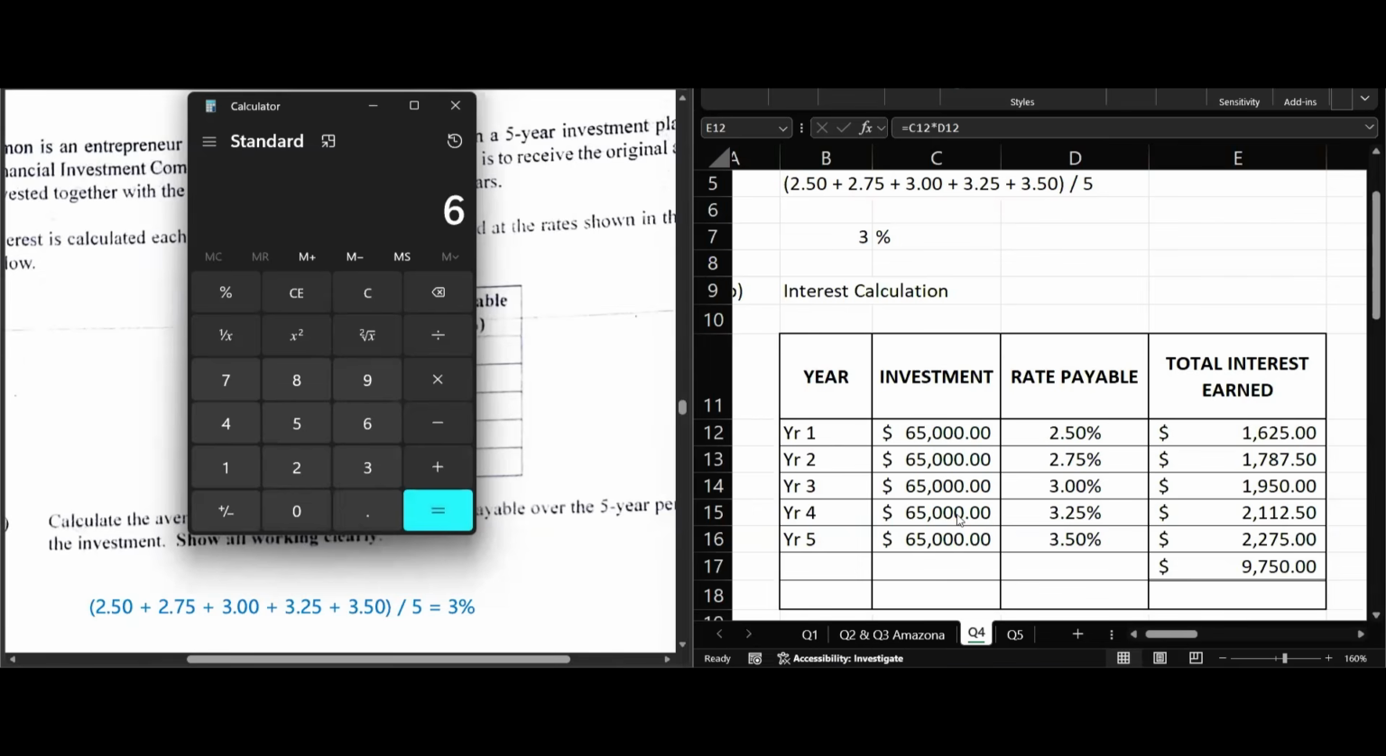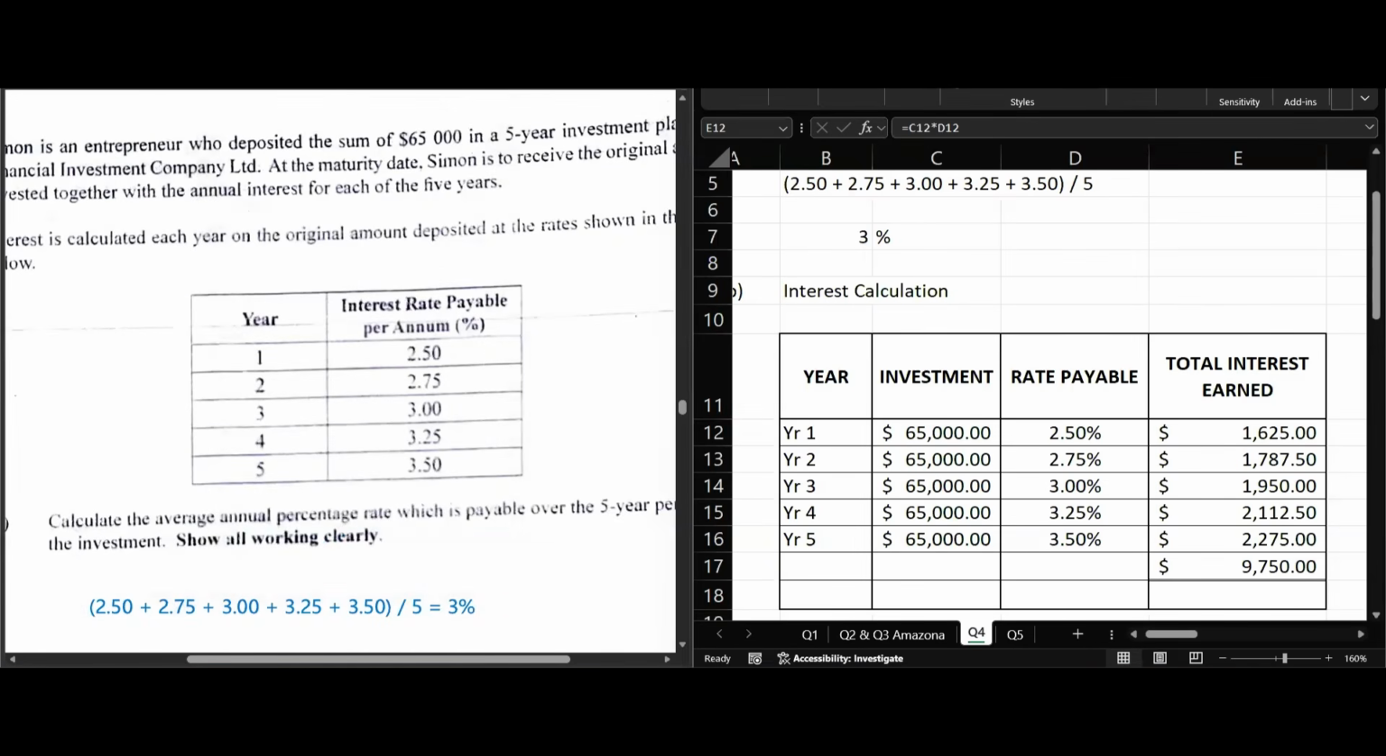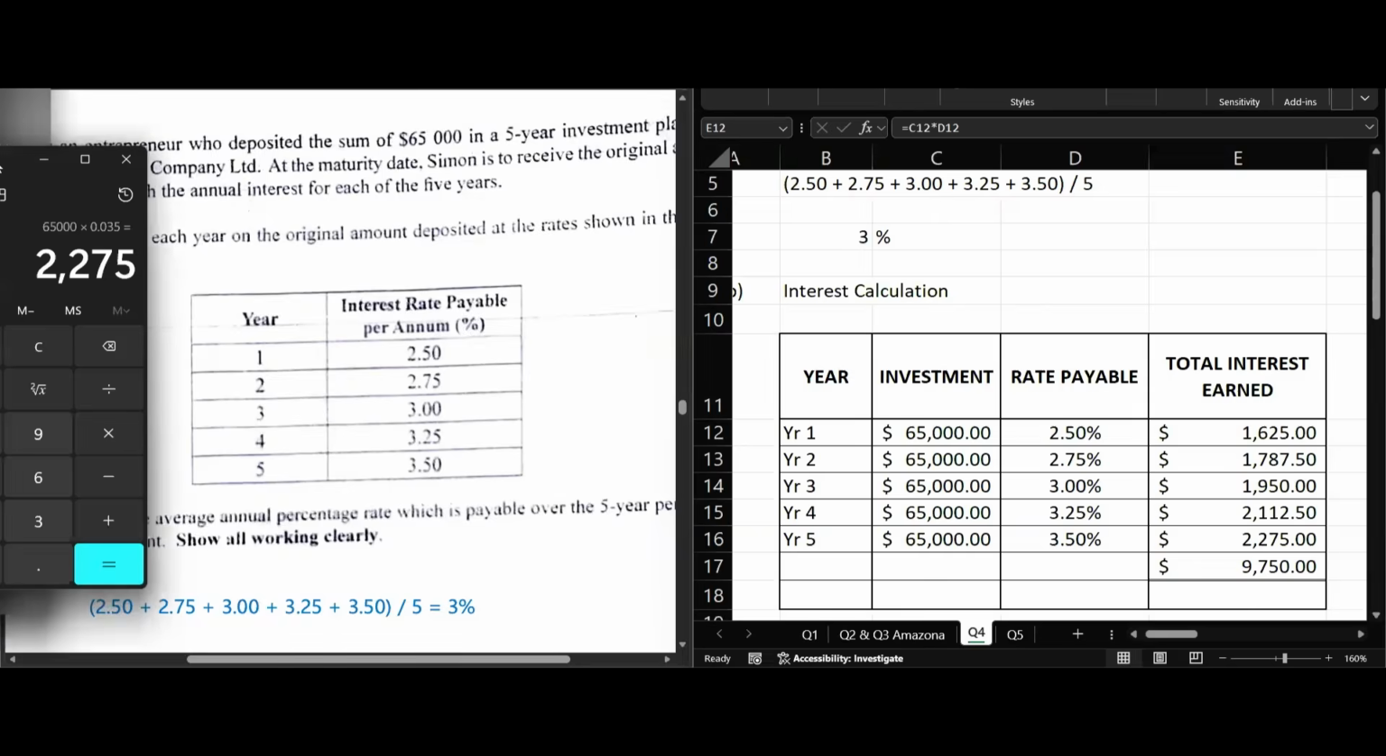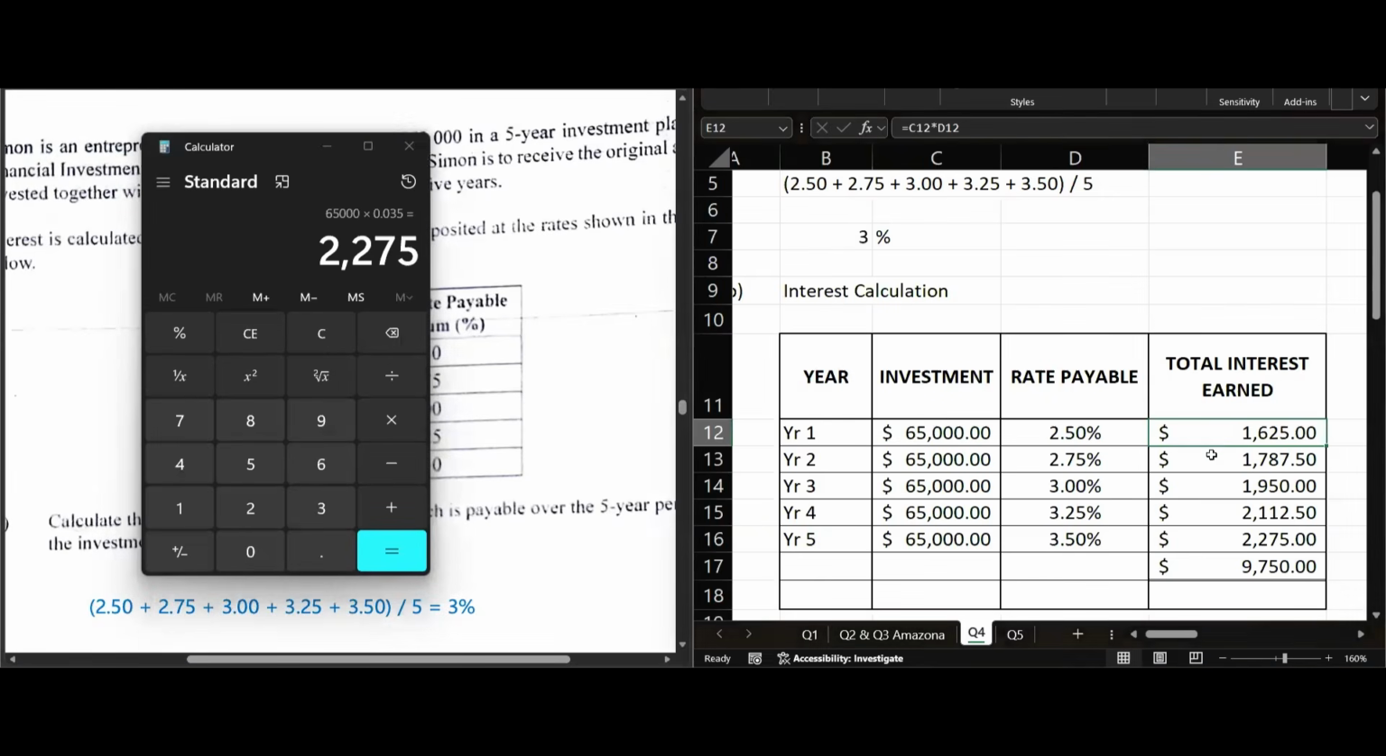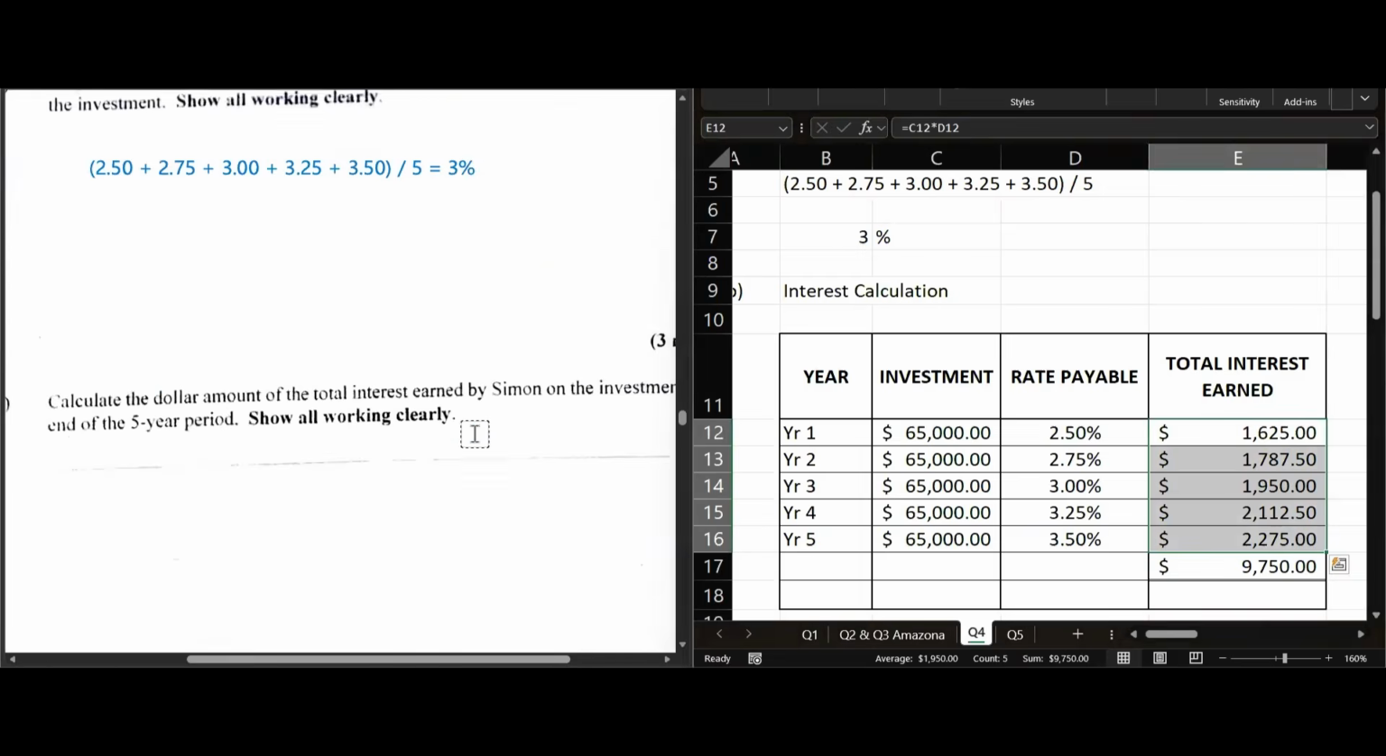would have been 65,000 multiplied by 0.0350 to give us 2275. There we go. Simply add them all up together, and total interest earned would have been 9750. And guys, that was it.